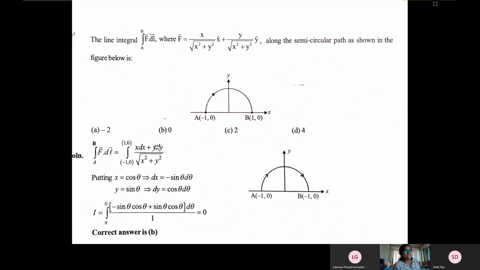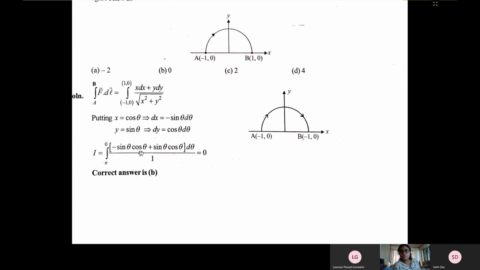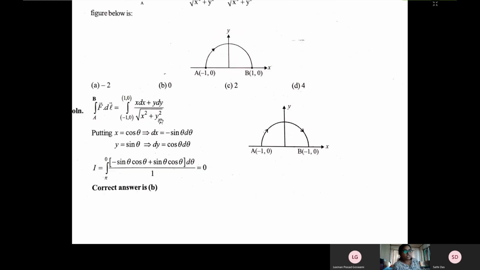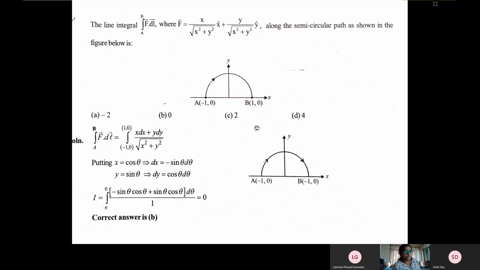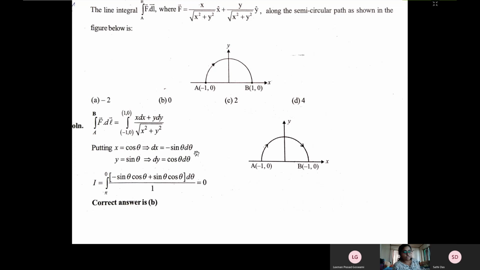value of F dot dl as x dx plus y dy divided by root x square plus y square, because F is uh, and y is f of a, and dl will be dx into x cap plus dy into y cap. Okay. So you convert it to polar coordinates for simplification of your calculation. So in polar coordinates, you can write x equals r cos theta. Here it is of radius 1, okay, r equals 1. So x equals cos theta, so dx equals minus sin theta d theta, and y equals sin theta, so dy equals cos theta d theta.